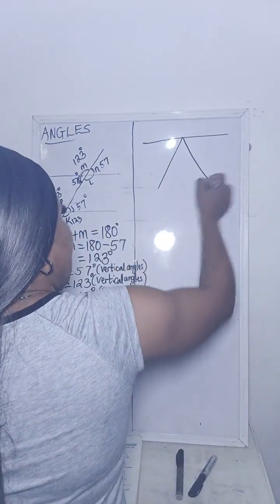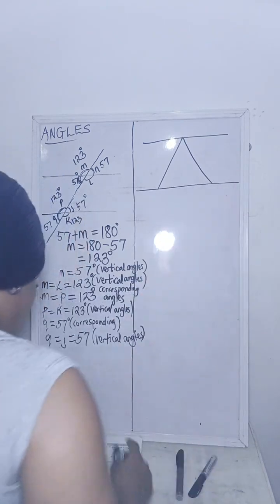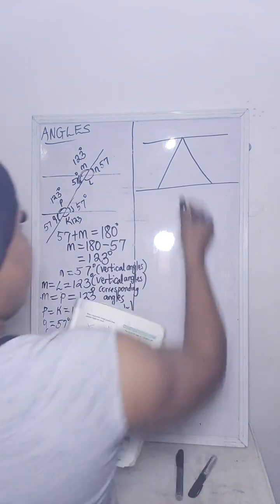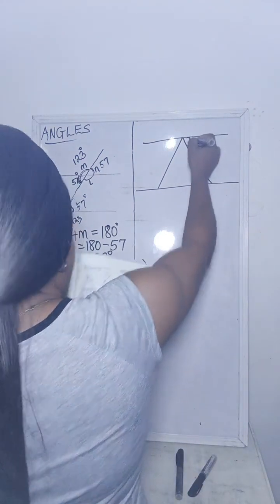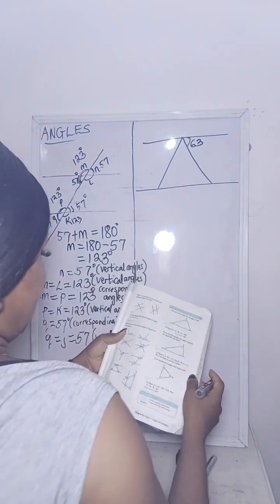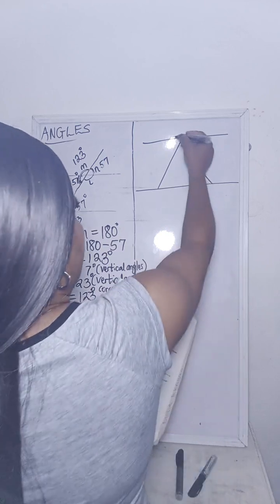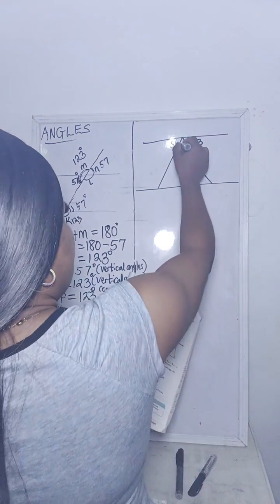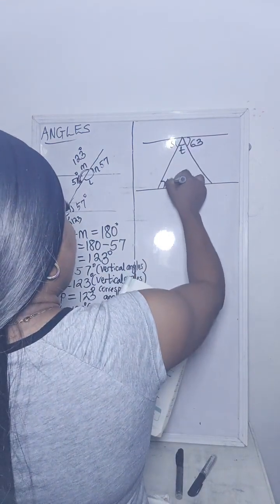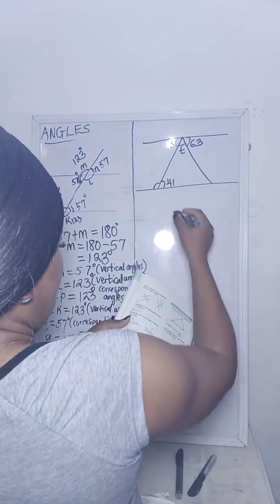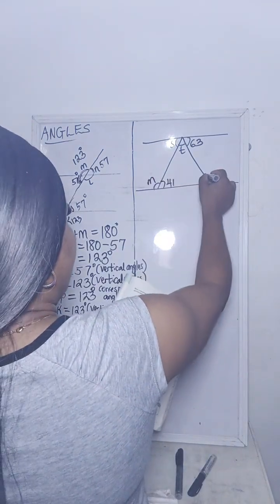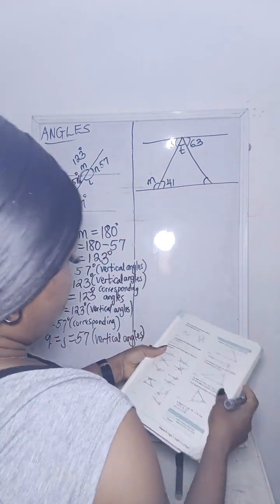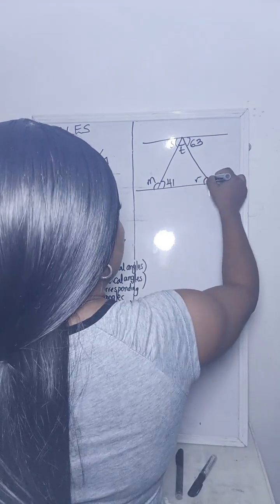So we have here 63. I have here S. I have here T. I have here 41. Here is M. We have R, and this is Y.